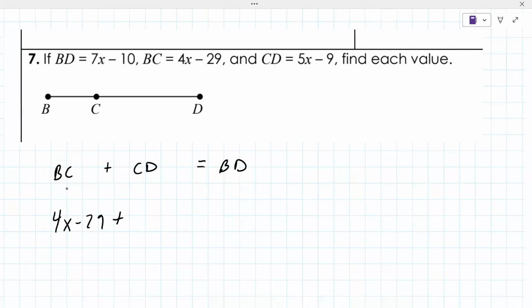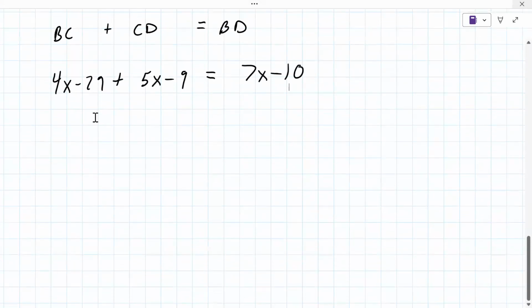What is CD? It's 5x minus 9. Good. What is BD? 7x minus 10. Good. All right. So now it's just an algebra problem. It actually has nothing to do with geometry. On the left side of the equal sign, do you see any like terms?